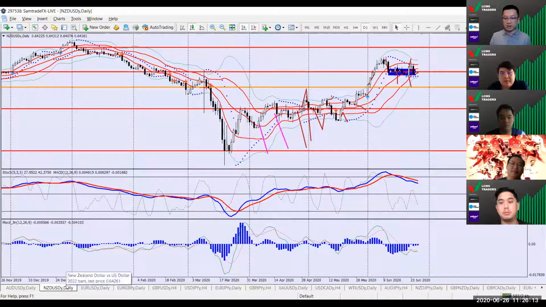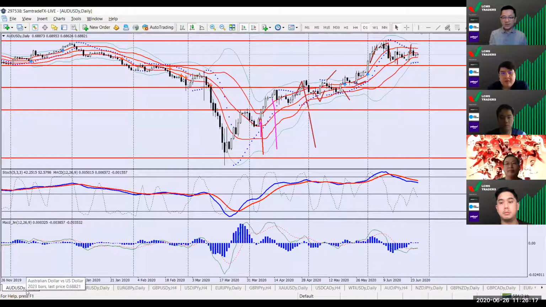New Zealand US dollar is sitting across as well, testing a support level. Aussie US is sitting across as well at 68.82. So you will notice that of all the charts I've scrolled through, everything is sitting across. It's either sitting at a support level or right in the middle of a support and resistance level.